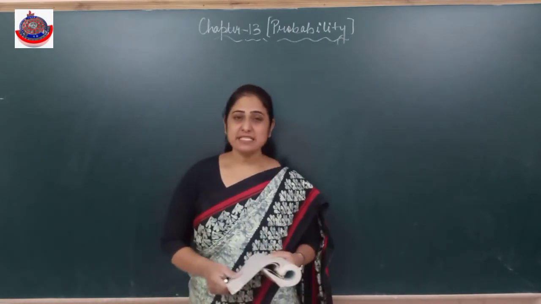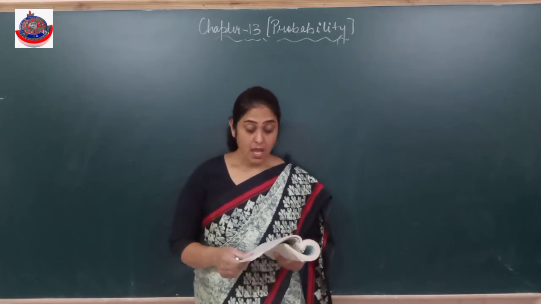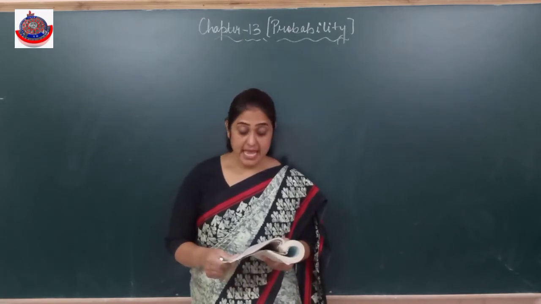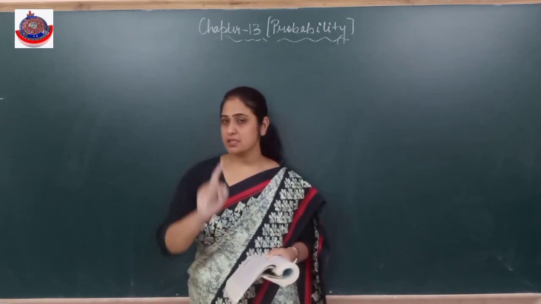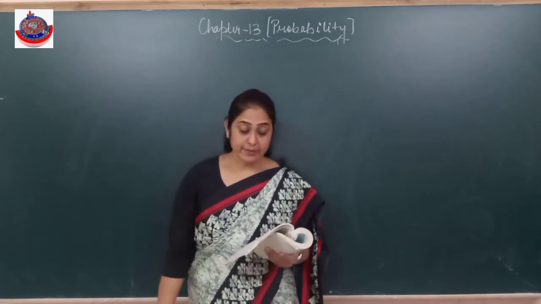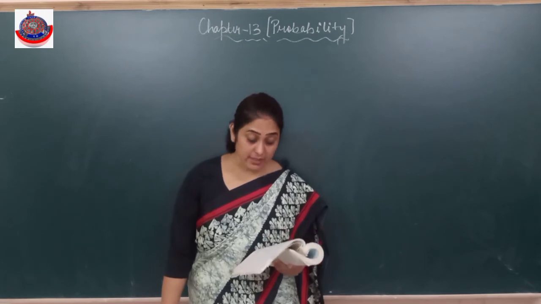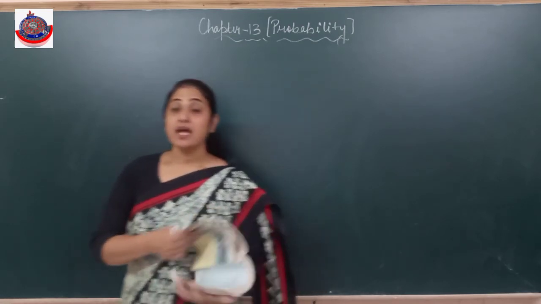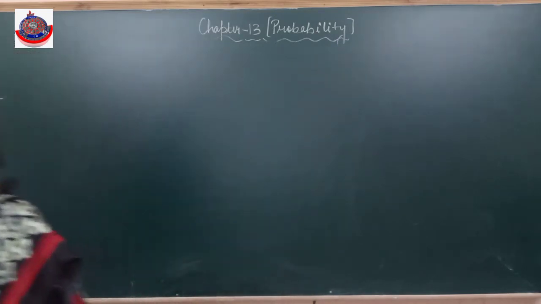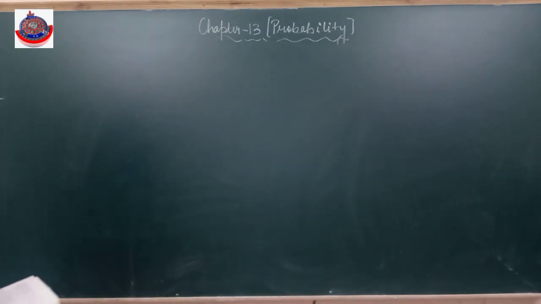He speaks truth 3 out of 4 times. He throws a die and reports that it is a 6. He threw the die and said that a 6 came. Find the probability that it is actually a 6. Actually a 6 means he is speaking the truth. Is it clear? So what all can happen?